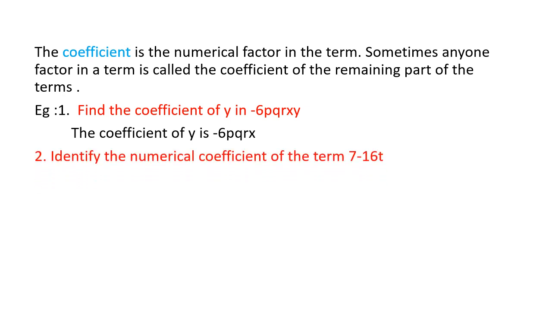Identify the numerical coefficient of the term 7 minus 16t. Actually here two terms are there, 7 and minus 16t, but the variable is in only one term. What is that? Minus 16t. So the term is minus 16t. They told you to find only the numerical coefficient. Here what is the numerical coefficient? Minus 16. Okay, once again listen. They told you to find the numerical coefficient in the expression 7 minus 16t. Here the variable is in only one term, so our term is minus 16t. The numerical coefficient is minus 16. Sometimes 2-3 terms are there with variables, then we can take them separately.